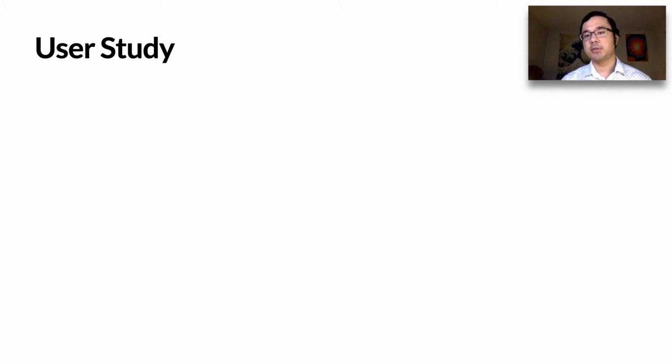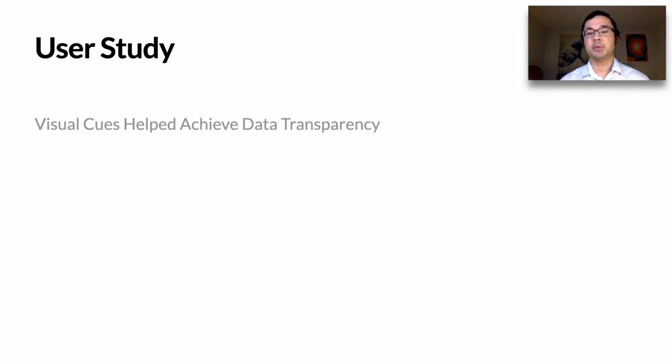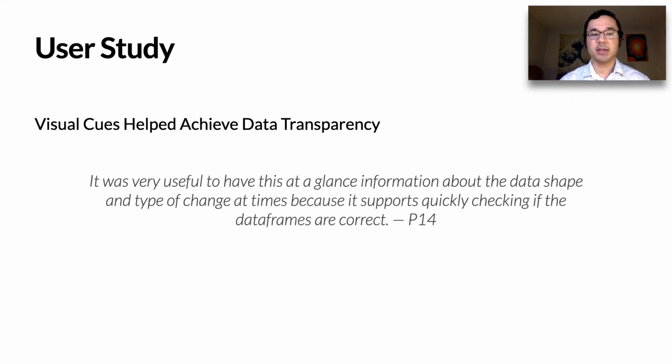We conducted a first use study of Unravel with 14 data scientists. This was a think aloud study where participants interacted with several code snippets covering prototypical wrangling operations. The visual cues were especially useful for providing transparency about the data. For example, P14 commented that it was very useful to have this at-a-glance information about the data shape and the type of change at times because it supports quickly checking if the data frames are correct.